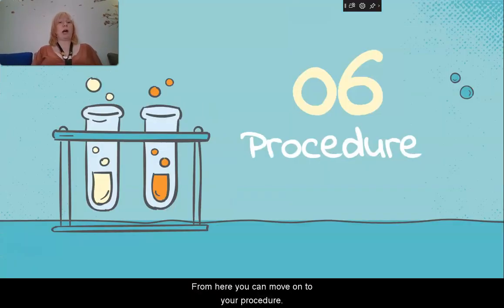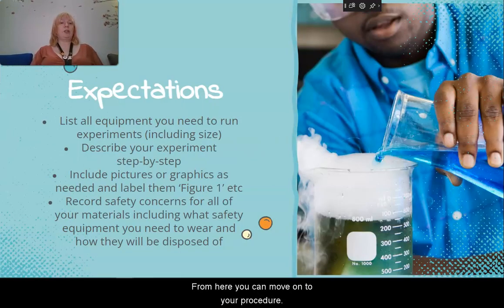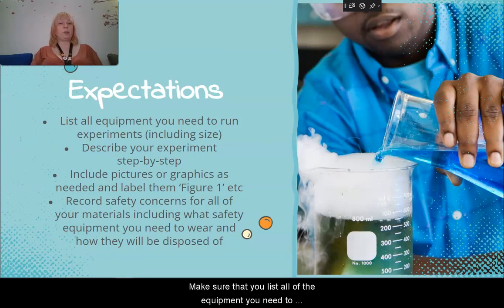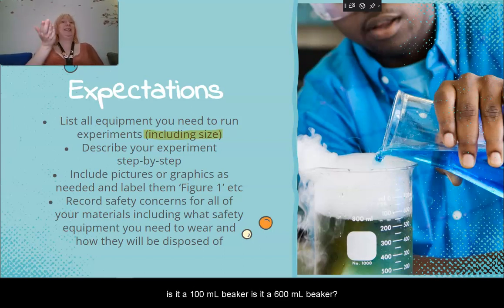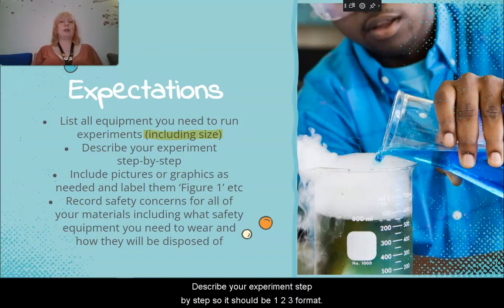From here, you can move on to your procedure. Make sure that you list all of the equipment you need to run your experiments, including the sizes. So don't just tell me that you are using a beaker. Specify, is it a 100 milliliter beaker? Is it a 600 milliliter beaker? Things like that. Describe your experiment step by step, so it should be 1, 2, 3 format.